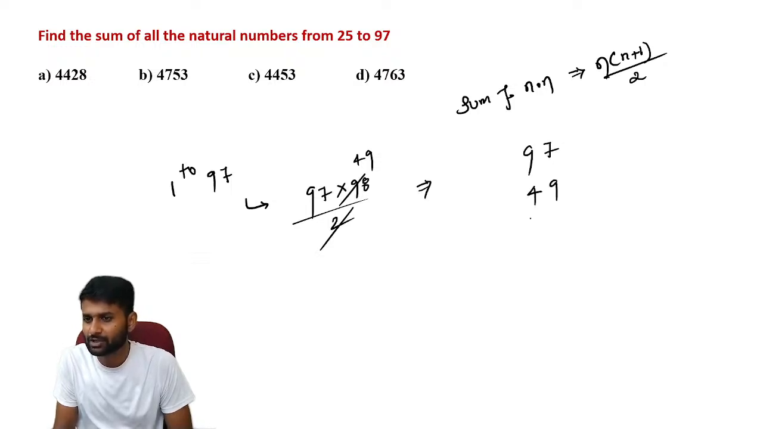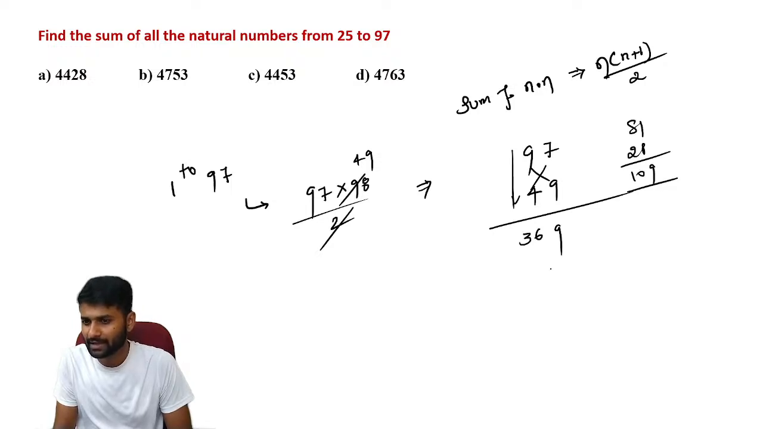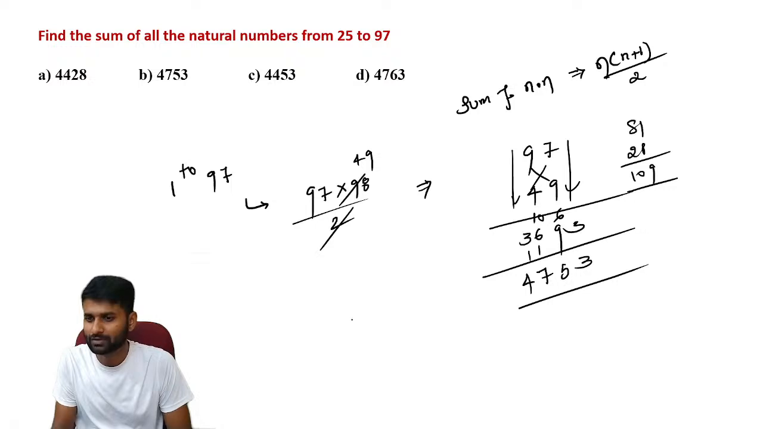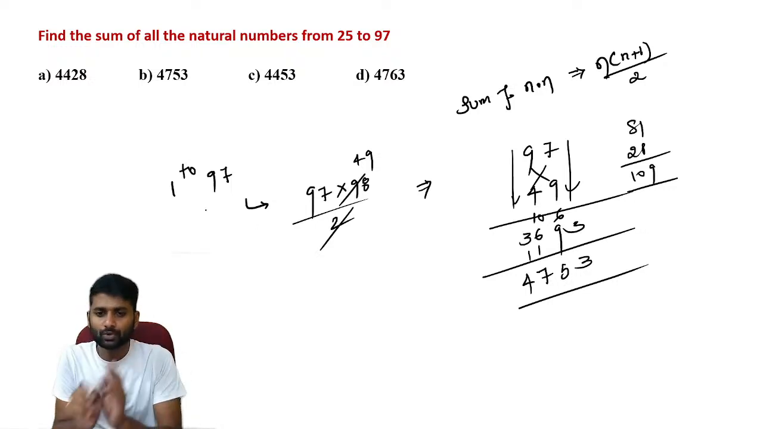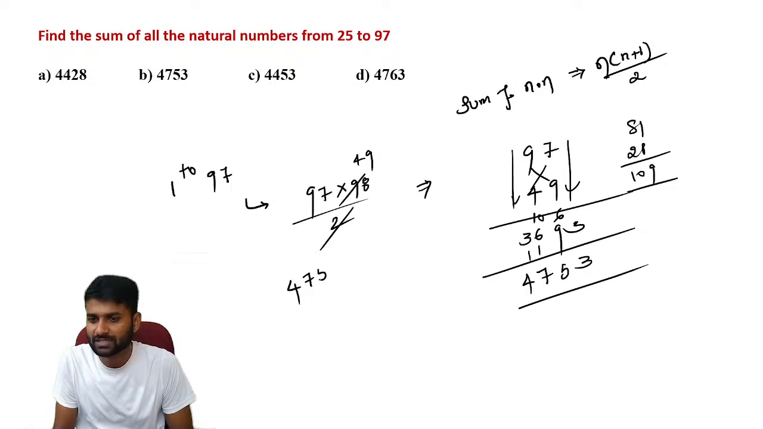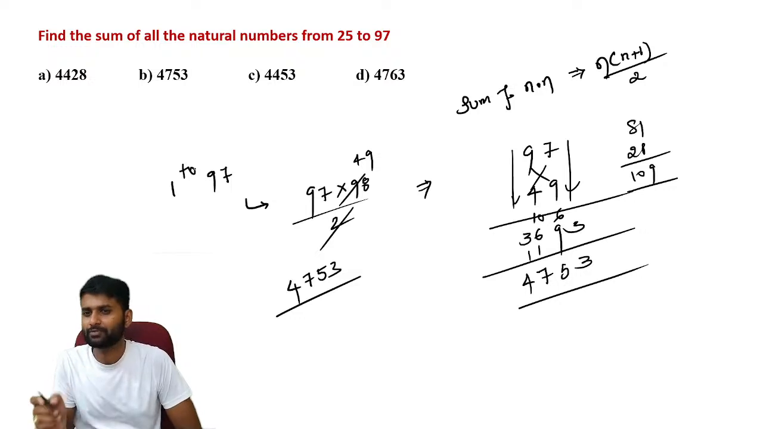If 97 is multiplied with 49, first multiply these two numbers. 9 into 4 is equal to 36. Cross multiply that. 9 into 9, 81. 7 into 4, 28. Now here the value becomes 109. Take 9 here, 10 is carried over. So finally 9 into 7, 7 nines are 63. 3 here and 6 is carried over. Finally 3, 5, 1 is carried over, 17, 1 carried over, 4. So the sum of 1 to 97, the result is 4753. But we needed the sum of all the natural numbers from 25 to 97.